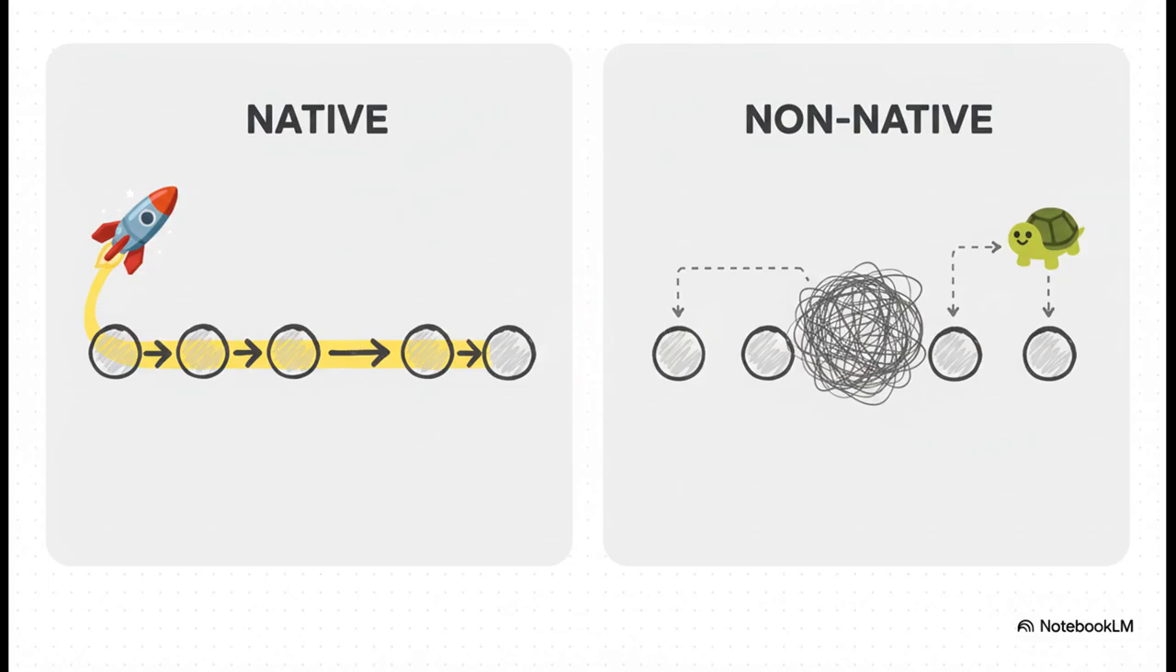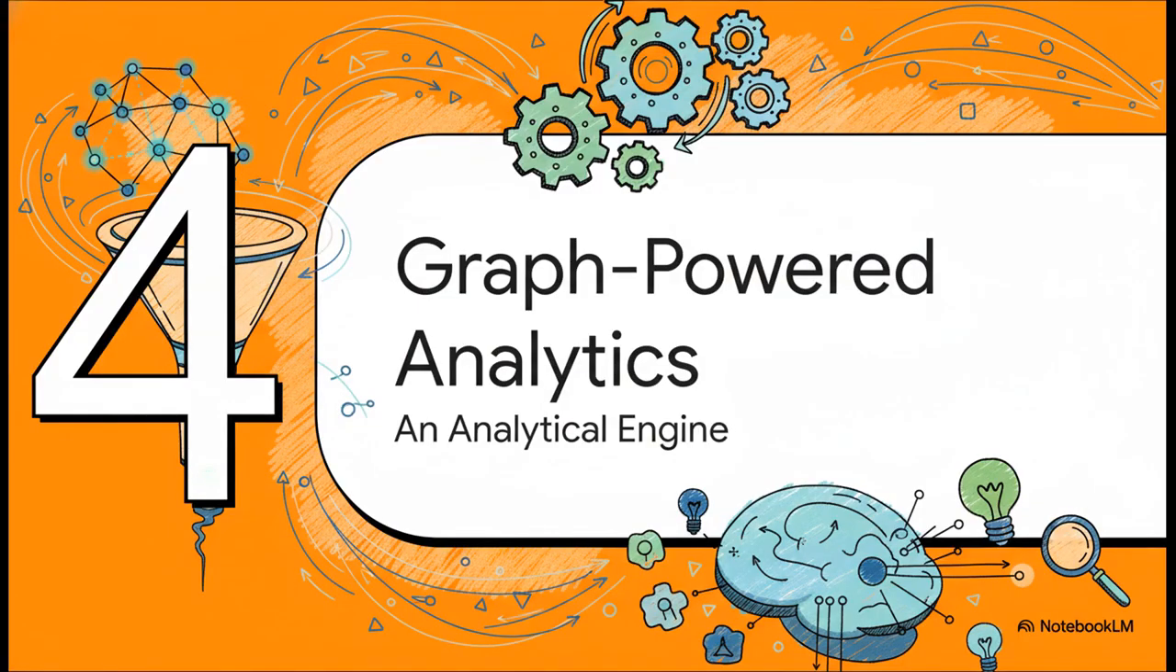So what does this mean? It means when you run a query, the database isn't doing a big, slow index search. It's just following these pointers, hopping from one node to the next. And this is the crucial part. The performance of your query is determined by how much of the graph you actually explore, not by the total size of the database. This is how you stay in real time, even when your dataset grows to billions of nodes.